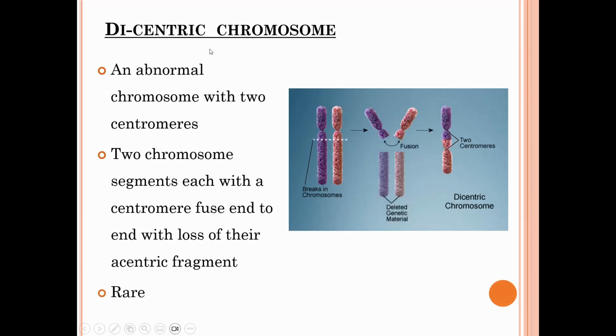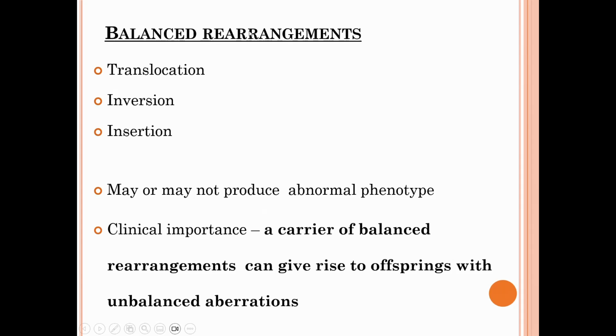Now dicentric chromosome. Dicentric chromosome means an abnormal chromosome with two centromeres. You can see here one centromere, here is another centromere. Two chromosomal segments, each with a centromere, are fused end to end with the loss of their acentric fragment. This is also rare. Again, dicentric chromosome.